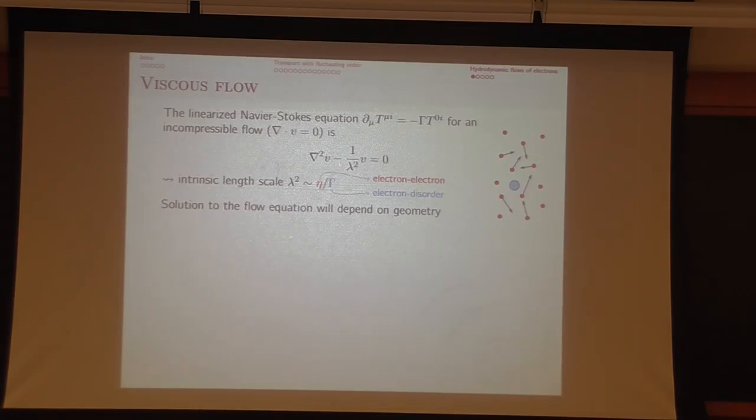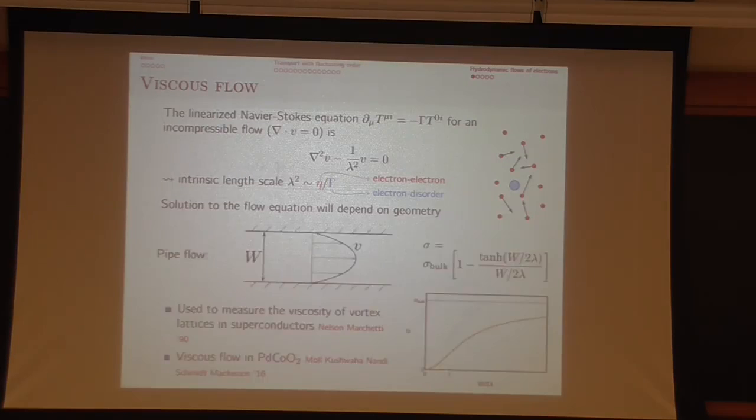So it looks like a Poisson equation with a mass. There's this intrinsic length scale, which basically measures the ratio of the viscosity to the momentum relaxation rate. Viscosity tells you about electron-electron interactions. If the system becomes more and more strongly interacting, eventually it might saturate the bound on viscosity. And the relaxation rate tells you about disorder or electron interactions that don't preserve momentum. And so because of this length scale, the solutions to this equation will depend on the geometry. So the idea is to use that to extract the viscosity of systems.